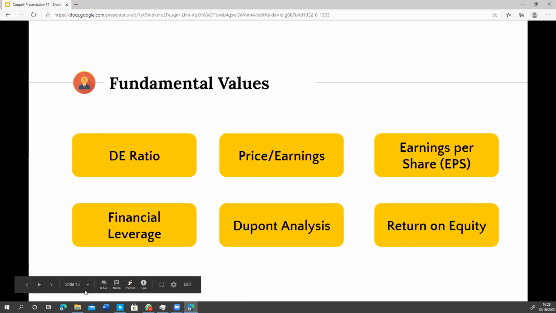So for fundamental values, you have the debt to equity ratio, the price to earnings, the earnings per share, the financial leverage, the DuPont analysis, and that's basically used to evaluate the component parts of a company's returns on equity. And this allows an investor to determine what financial activities are contributing the most to the changes in ROE, and we have return on equity. And you guys don't necessarily have to worry too much about the specifics of each, but just know that these are a type of metrics that investors can use to analyze long-term fundamental values of a particular stock.